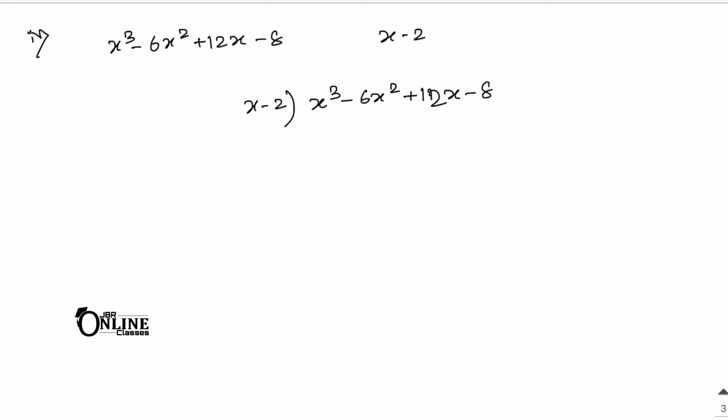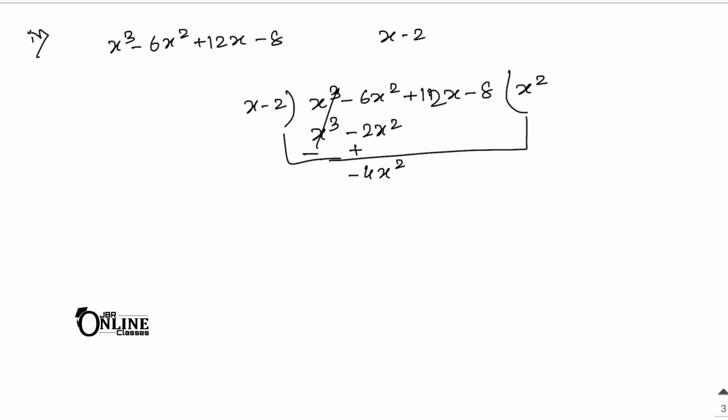In number 4, you have x cube minus 6x square plus 12x minus 8, which is divided by x minus 2. So write down x minus 2, then x cube minus 6x square plus 12x minus 8. As here x cube, if you multiply x with x square, it becomes x cube, then minus 2x square. You have to just equalize the first one only. So now this one will be minus 4x square plus 12x. Now if you multiply x with minus 4x, then it becomes minus 4x square.